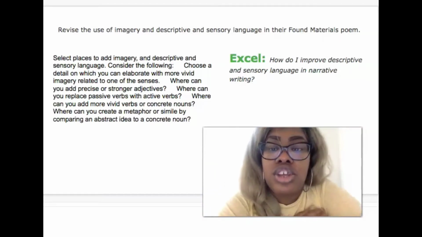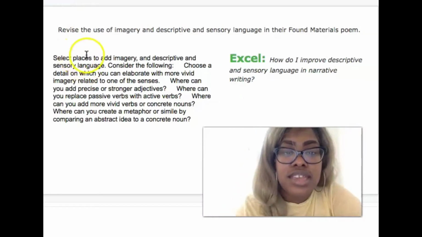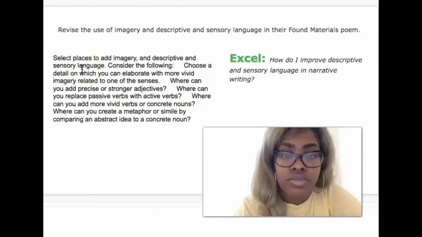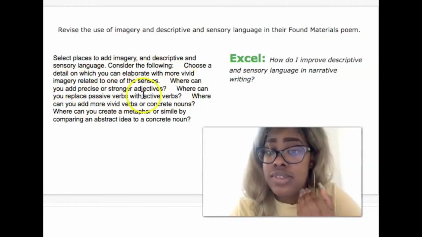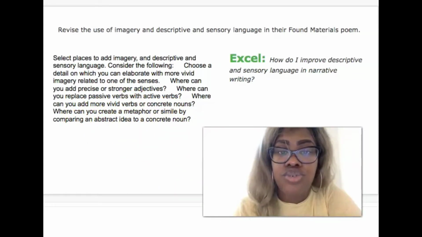So now I want us to look at our found materials poem that we've written in our last lesson. And I want us to select some places where we can add imagery and maybe descriptive and sensory language. I want you to choose a detail on which you can elaborate with more vivid imagery. Where can you add precise or stronger adjectives? Where can you replace passive verbs with active verbs? And where can you add more vivid verbs or concrete nouns? And where can you create a metaphor or a simile by comparing an abstract idea to a concrete noun? This is how we're going to revise and improve our found materials poem.